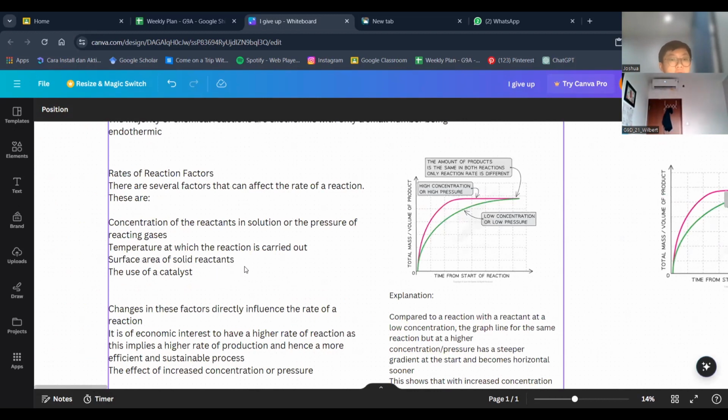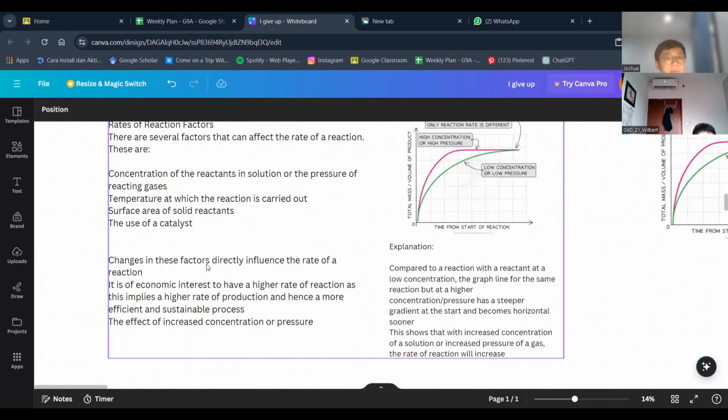Next, temperature at which the reaction is carried out. As you remember from kinetic particle theory, the higher the heat, the faster the particles. Surface area of solid reactants, which I will explain soon, and the use of a catalyst. Catalysts are substances that speed up chemical reactions by reducing the activation energy needed to start a reaction.